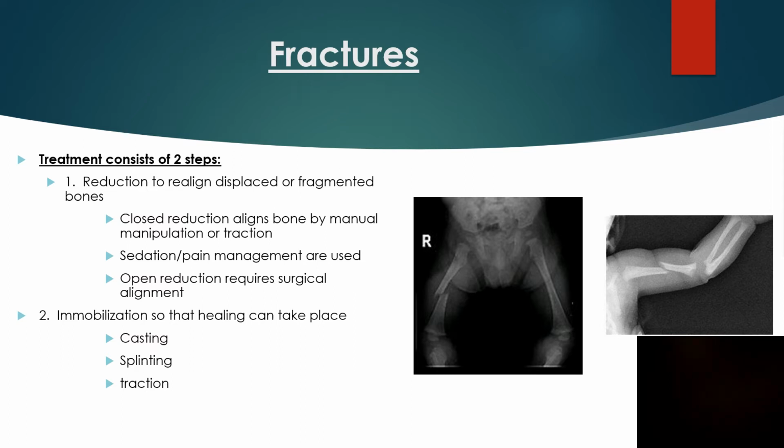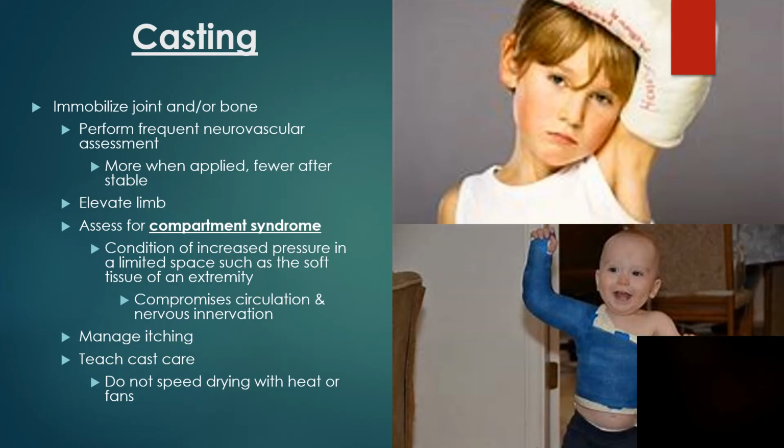Once we have reduced the fracture, the next step is to immobilize that fracture, and that can take place in a myriad of different ways. Casting, splinting, or traction can be used, and we use them all in children. With casting, what is important to remember is that it does immobilize the joint. It does allow us to keep the joint immobilized without using traction, so the child is much more mobile.